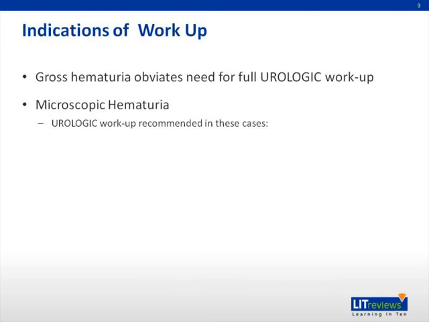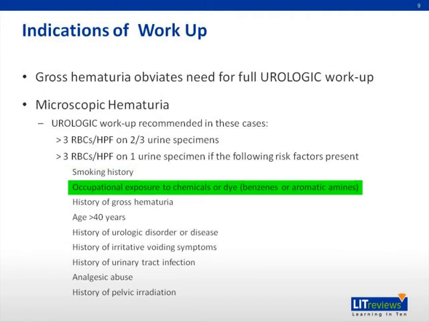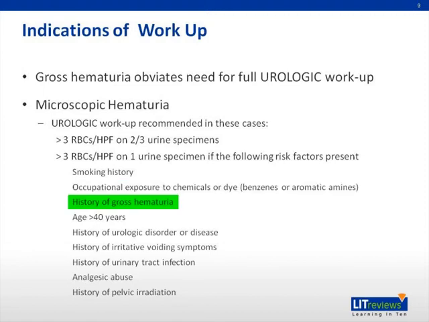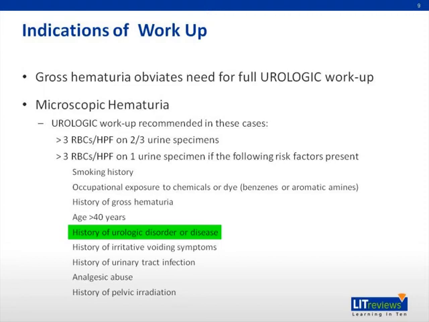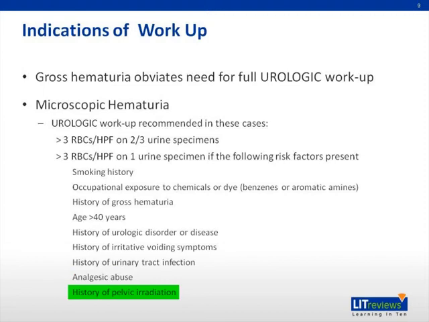A full urologic workup is indicated in a patient with microscopic hematuria if A, they have greater than 3 red blood cells per high-powered field on 2 out of 3 consecutive urinalyses, or B, greater than 3 red blood cells per high-powered field on 1 urine specimen and the following risk factors: smoking history, occupational exposure to chemical dyes such as benzenes or aromatic amines, a prior history of gross hematuria, age greater than 40 years, a history of urologic disorder or disease, a history of irritative voiding symptoms such as pain with urination, urgency, or incontinence, a history of urinary tract infections, long-standing analgesic use, or pelvic radiation.